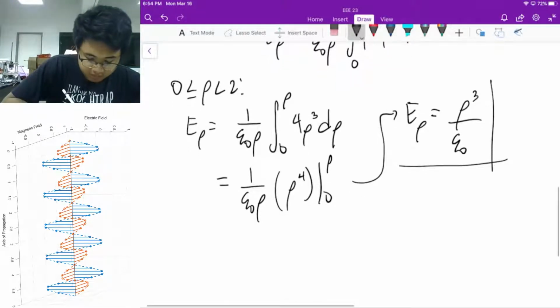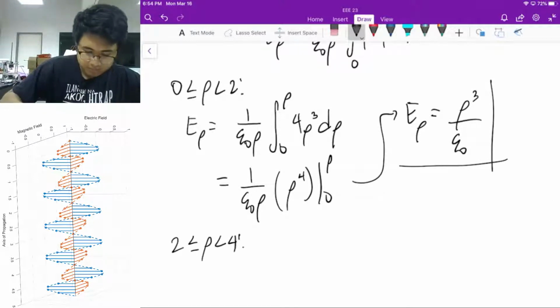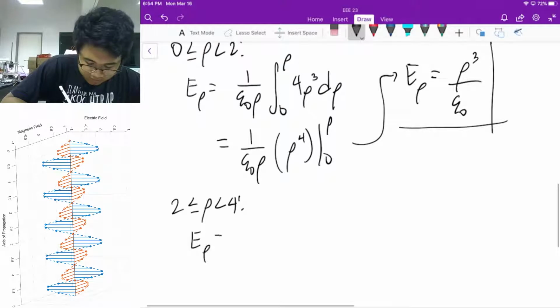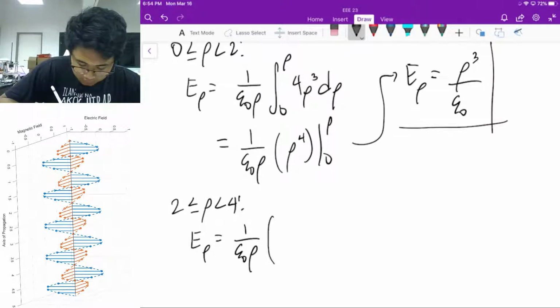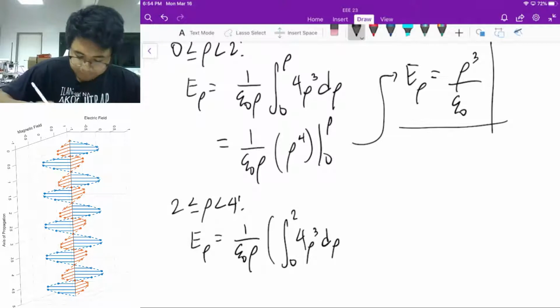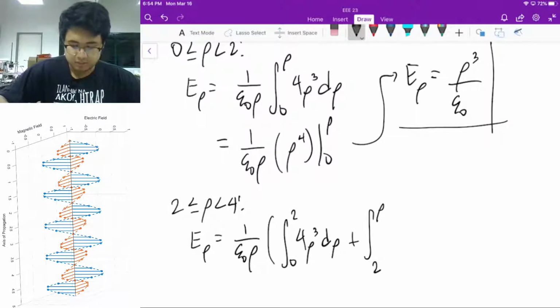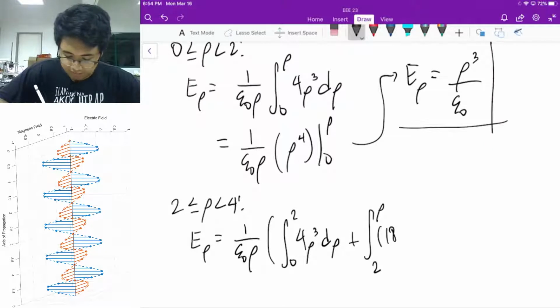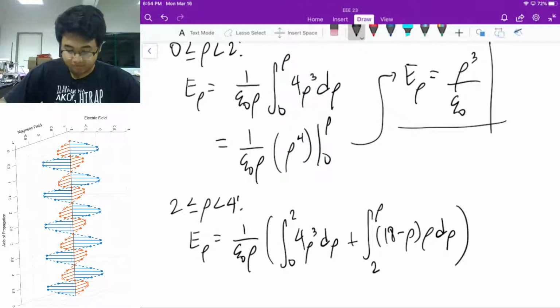The next region is from 2 to 4. In that region, we're going to integrate 1 over epsilon naught times rho, the integral from 0 to 2 of 4 rho cubed d rho, and you add the integral from 2 to rho of 18 minus rho times rho d rho. And you have this expression for the electric field.